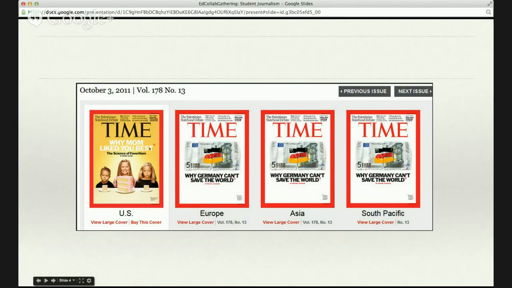In the very same week, this is still going on in America, but the editors of the American version of Time decided, nah, we don't want that story. We want Why Mom Liked You Best, the science of favoritism. We want these three kids here who are so cute, and these pieces of cake which look so good. And you really see this philosophical debate going on right here.